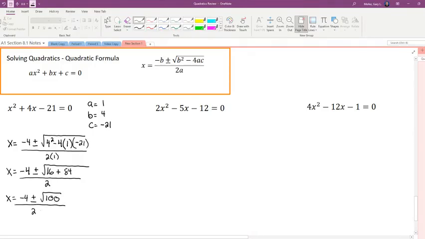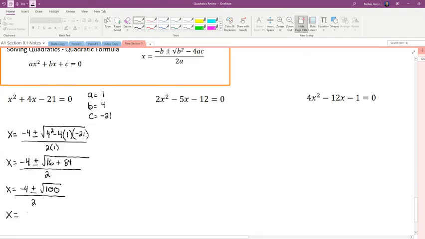There are some of you out there that are trying to divide by 2 at this stage. You cannot divide 100 by 2 because that isn't 100. It's the square root of 100. So the best, safest, only thing you can really do is wait to the very end to divide. So I'm going to get negative 4 plus and minus 10 divided by 2.